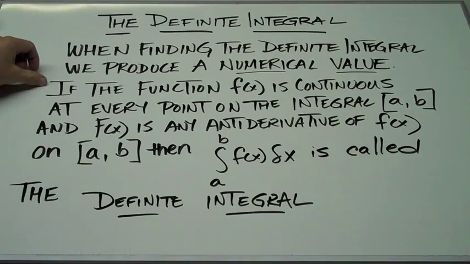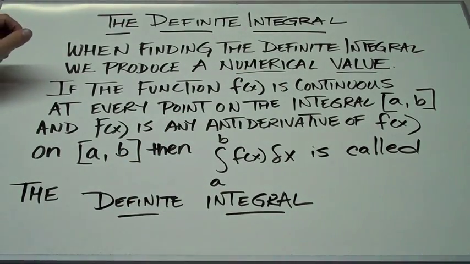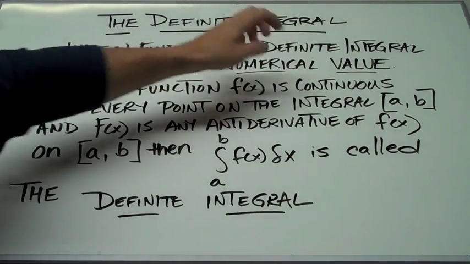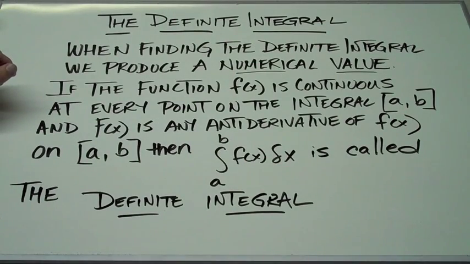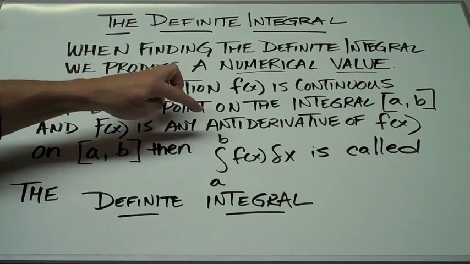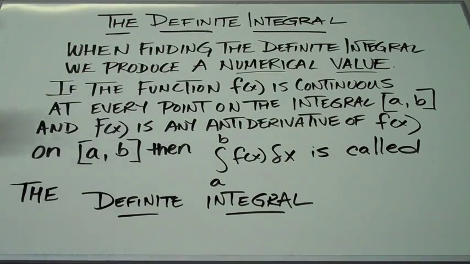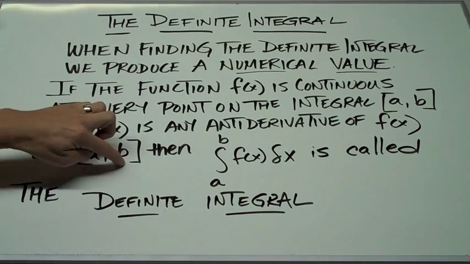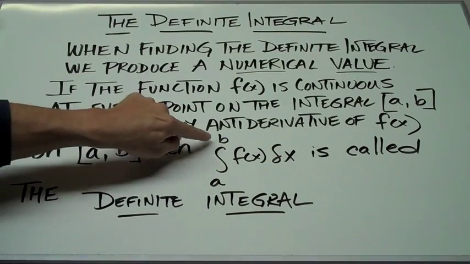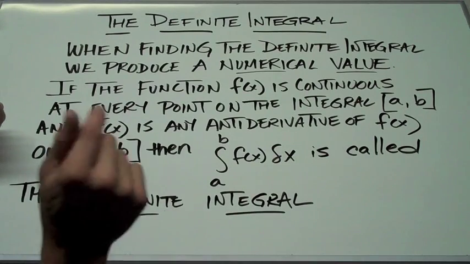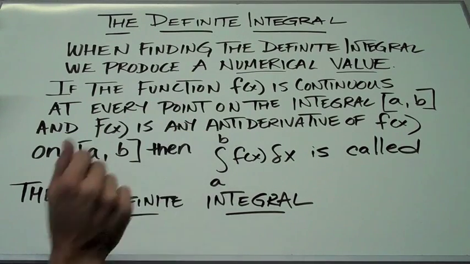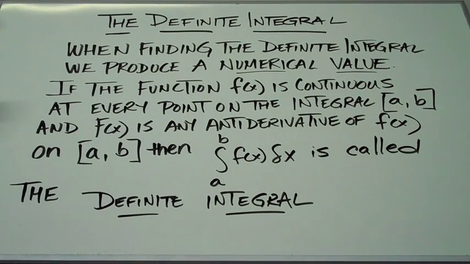If the function f of x, notice that's a small f, is continuous at every point on the integral from x equals a to x equals b. When we talk about continuous, we mean when you draw it, you don't have to pick up your pencil or writing utensil. And capital F of x is any antiderivative. It's the integral of f of x, is this capital F of x on x equals a to x equals b. This is your lower boundary and your upper boundary. Then the integral from a to b of f of x dx, this is your original function, is called the definite integral. The biggest difference here is that we're going to have a lower bound and an upper bound. And the answer is going to be a numerical value.